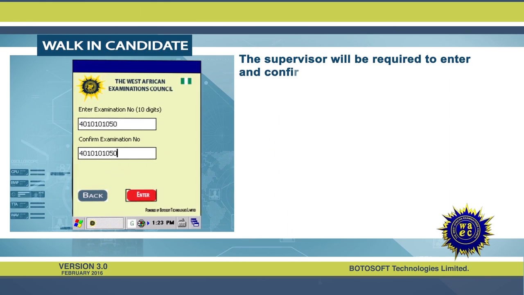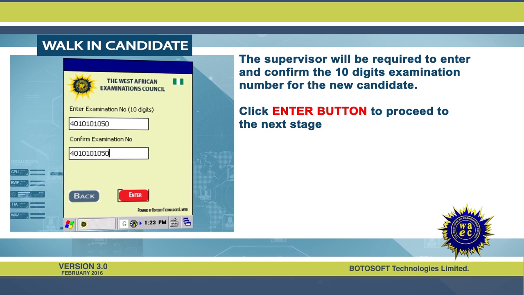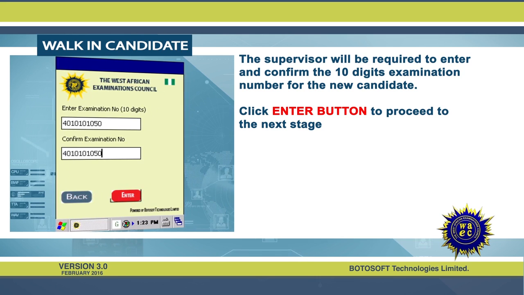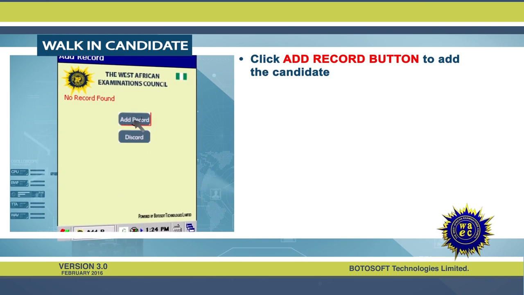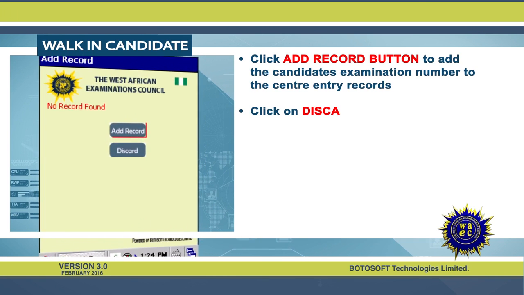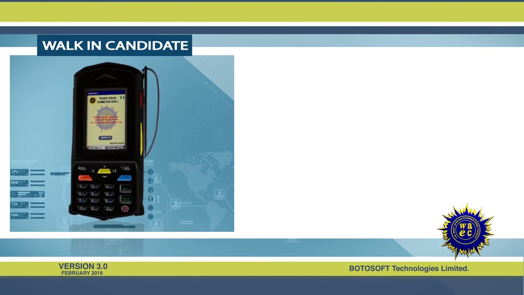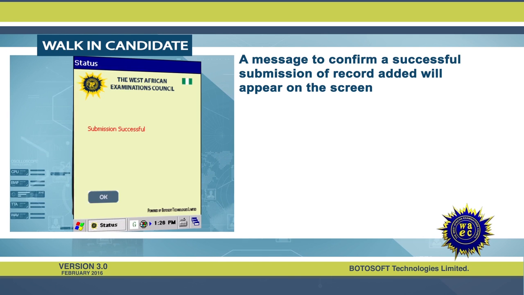The supervisor will be required to enter and confirm the 10-digit examination number for the new candidate. Click Enter button to proceed to the next stage. Click Add Record button to add the candidate's examination number to the center entry records. Click on Discard to ignore adding the candidate's examination number to the center entry records. A message to confirm a successful submission of record added will appear on the screen.